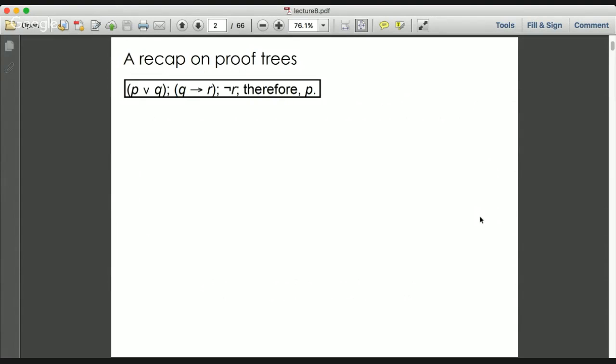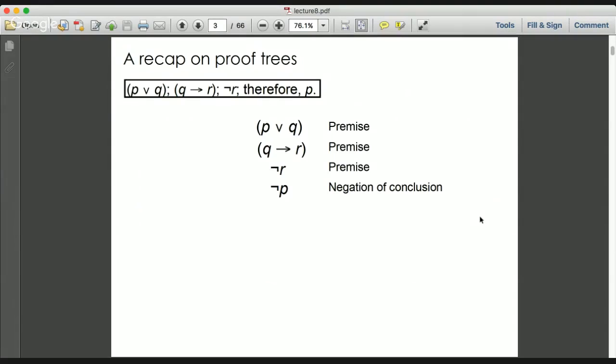This would be like the break in between the half of the course that's on propositional logic and the second half, which is on first order logic. So this is the last bit of propositional logic we're going to do. Anyway, let's just recap what we just did before.